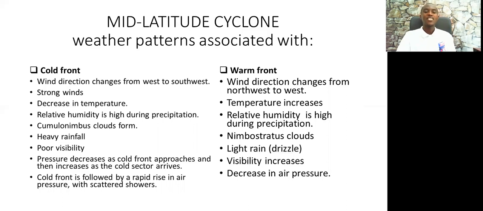Pressure decreases as the cold front approaches, and then increases as the cold sector arrives. Then cold air is followed by a rapid rise in air pressure with scattered showers. So once the cold front passes, you no longer have warm air being lifted up. It means that those cumulonimbus clouds give you the rainfall, and what's left now is just some showers.